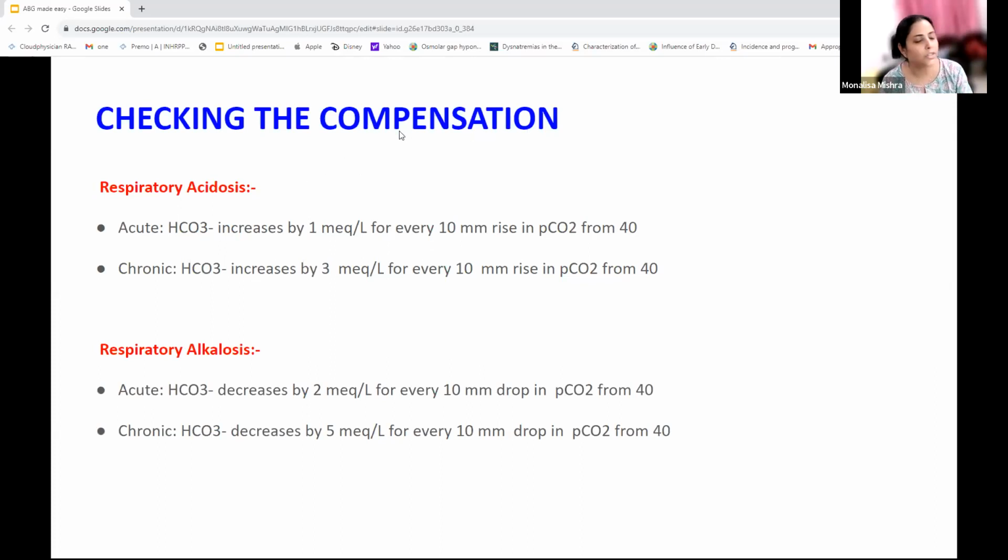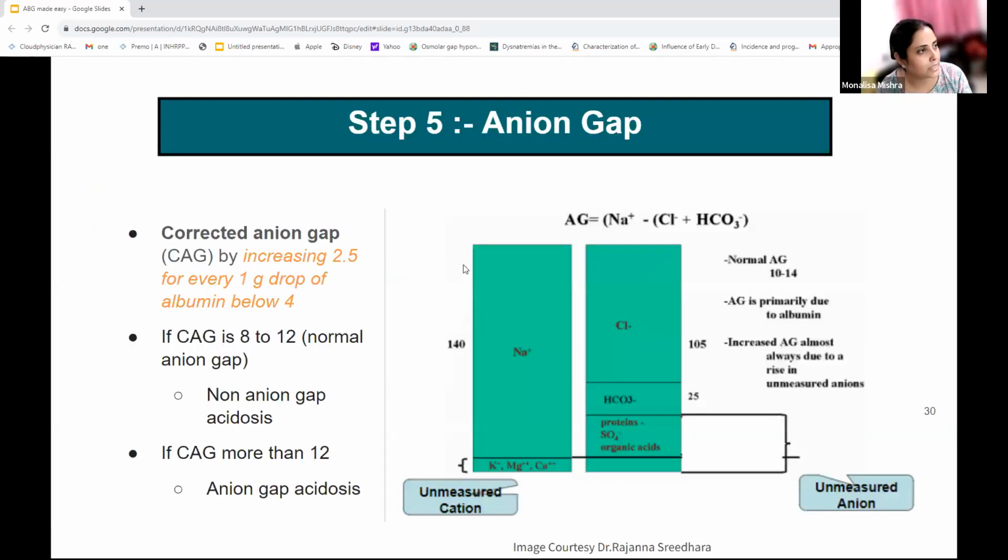Now you have to check the compensation in case of respiratory acidosis. Bicarb increases by 1 for every 10 millimeters of mercury increase in PCO2 in acute respiratory acidosis, and bicarb increases by 3 for every 10 millimeters of mercury increase in PCO2 in chronic respiratory acidosis. Similarly, in acute and chronic respiratory alkalosis, the bicarb decreases by 2 for every 10 millimeters drop in PCO2, and decreases by 5 for every 10 millimeters drop in PCO2 from 40. So this is how you check the compensation. Don't worry about it right now. Right now, we're just going through the theory part of it, and then we will solve the examples step by step.